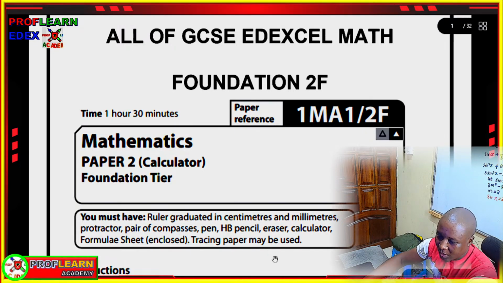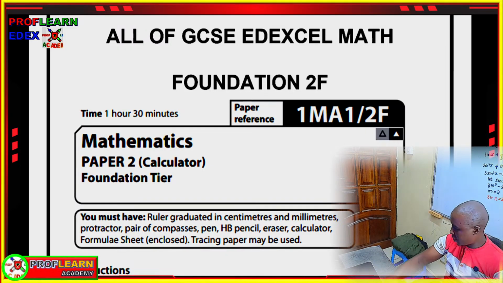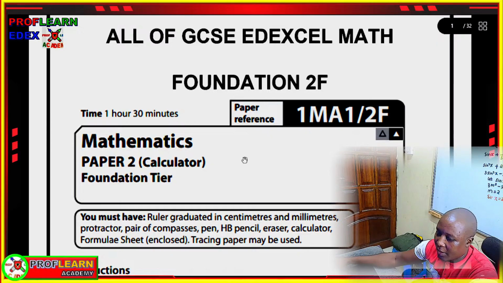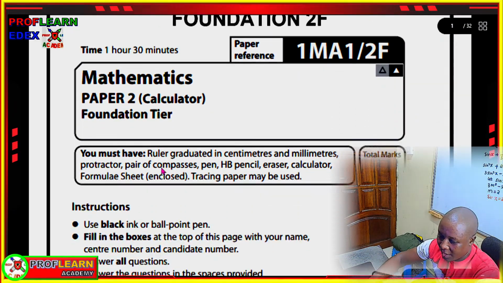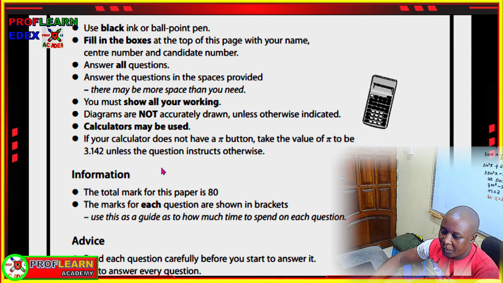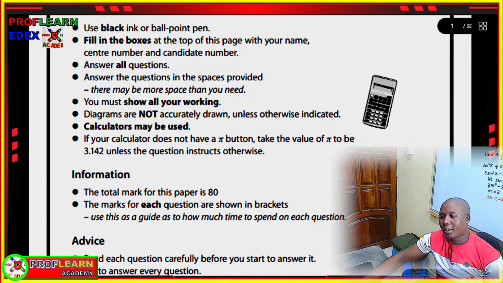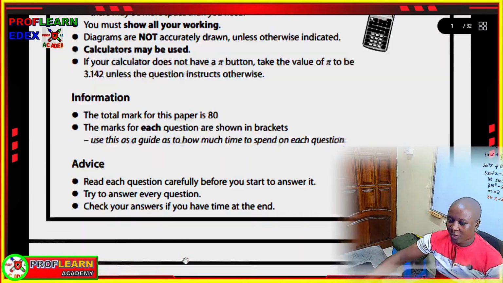What I need to say is that this is a foundation calculator paper, and the paper is out of 80 marks. You are going to ensure you are using your calculator properly. You are told if your calculator does not give a pi button, take the value to be 3.142, so you have to take note of that.